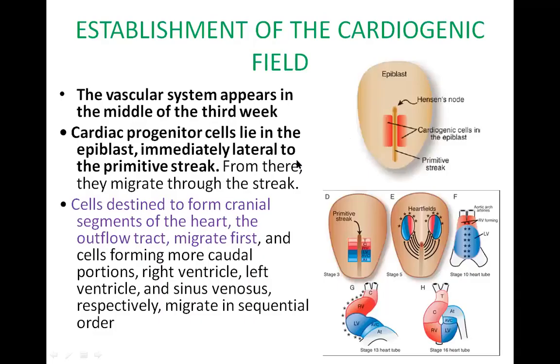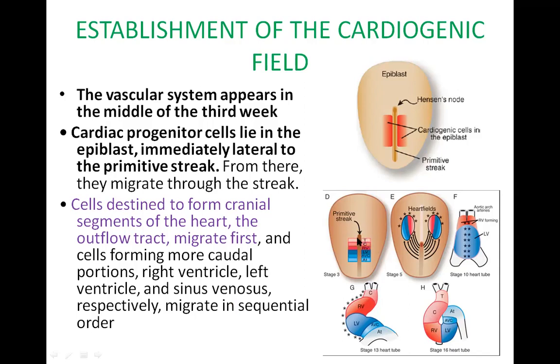So firstly, the establishment of the cardiogenic field. The vascular system appears in the third week, in the middle of the third week. Cardiac progenitor cells first lie in the epiblast. This is the bilaminar germ disc, or you can say the trilaminar germ disc, and this was the primitive streak. Now the cells of the epiblast just lateral to the primitive streak will migrate inside and form the cardiac progenitor cells. They will migrate through this primitive streak.